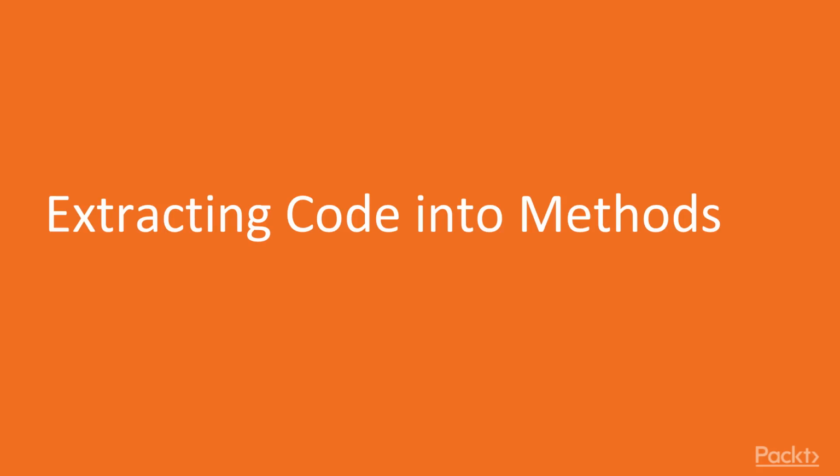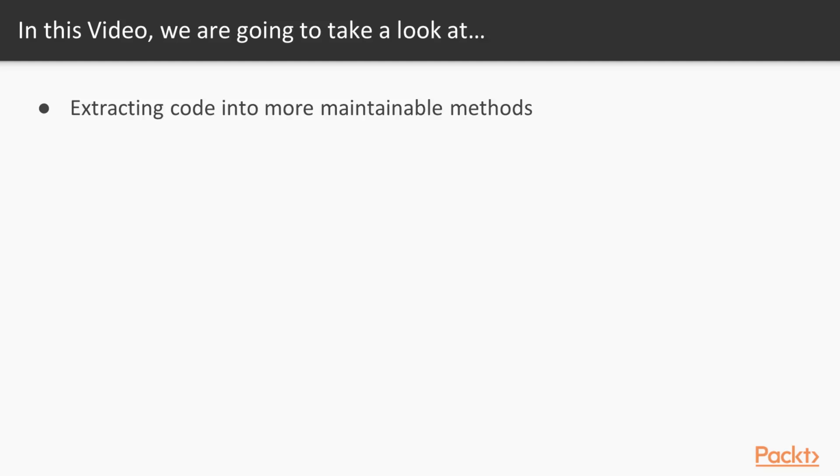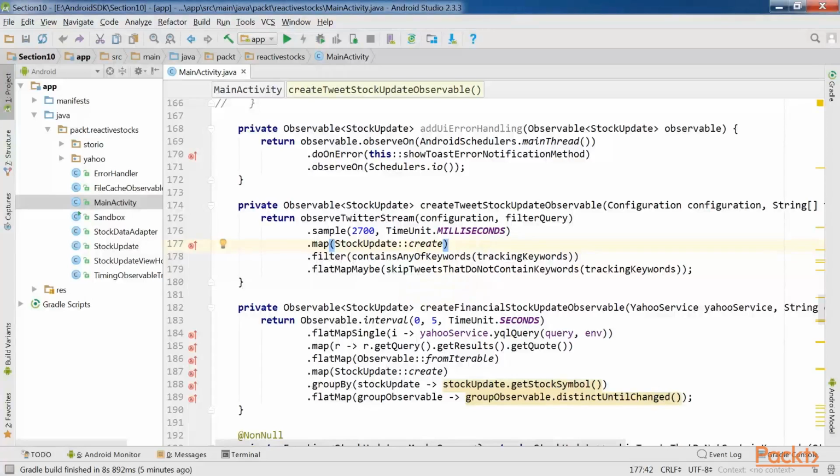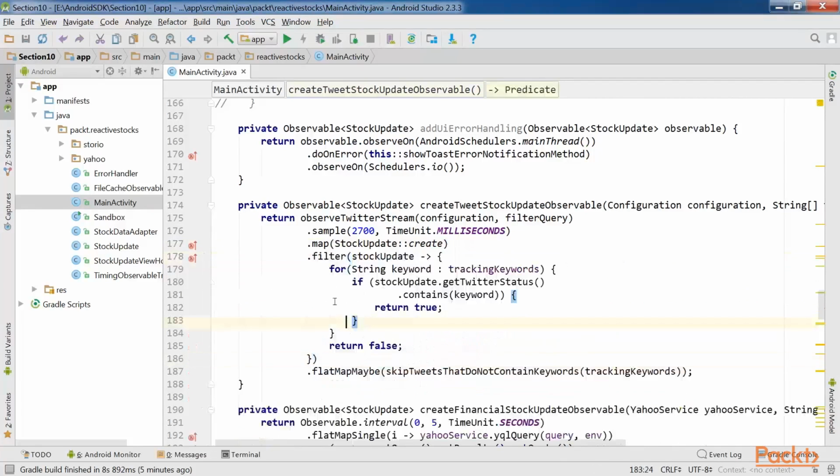Now we move on to the first video of this section that deals with extracting code into methods. In this video, we're going to extract code into more maintainable methods. Extracting code into separate methods is a very simple yet super effective technique to clarify the purpose of certain elements and to make it easier to understand what's going on. To see how effective the method extraction technique can be, we'll first try out a simple example on .filter in the Twitter stream filtering code.